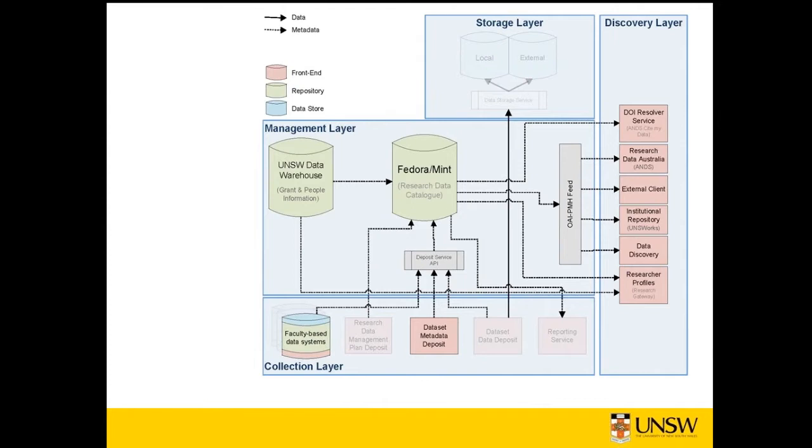We grab metadata feeds and the management layer from the UNSW data warehouse. So grant and people information comes once a day for people. We actually get the same feed as the research publication system gets, and grants information once a week. As you can see on the right, there's lots of different ways of discovering this metadata. It's not just going to RDA, and that to us is really important, that it's actually designed to serve lots of purposes for researchers and indeed for university administration.